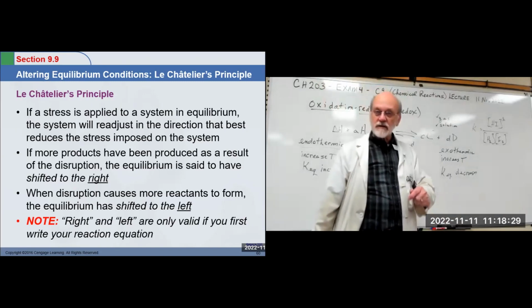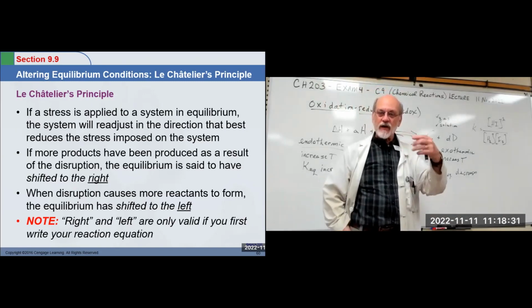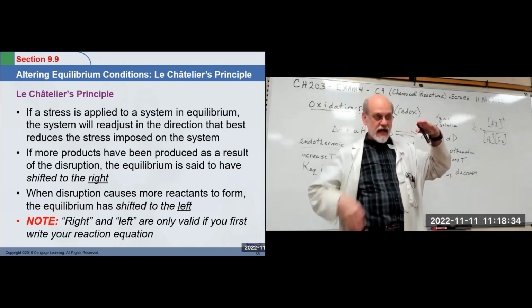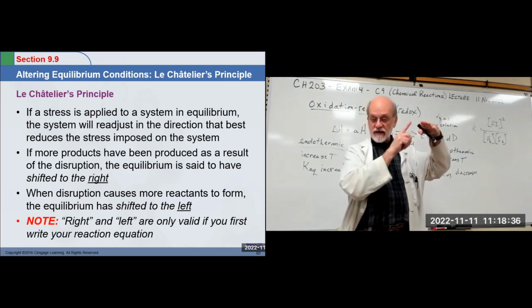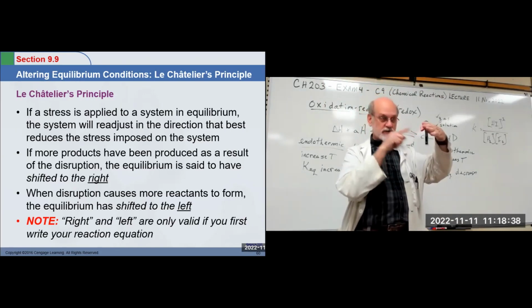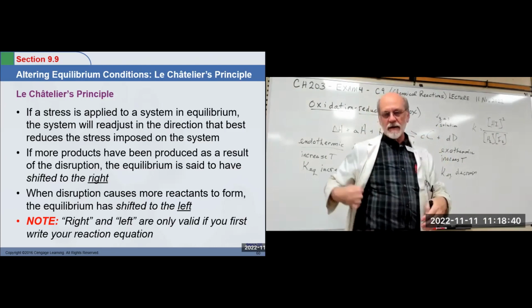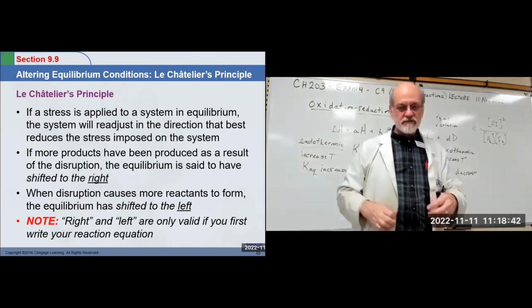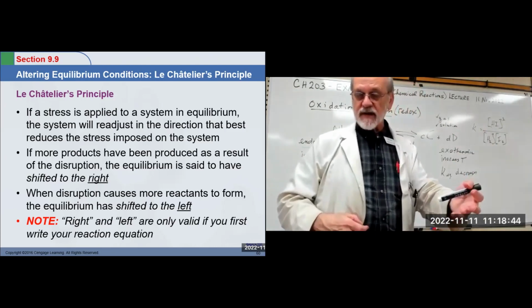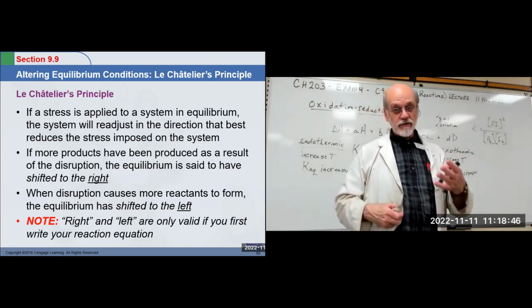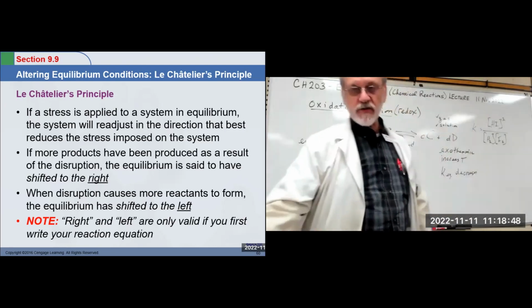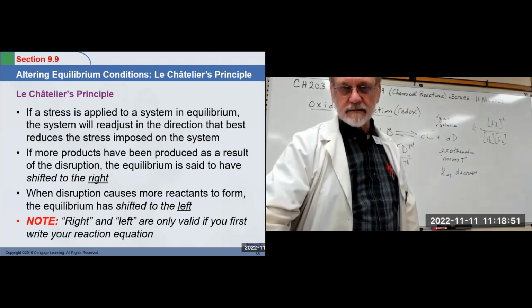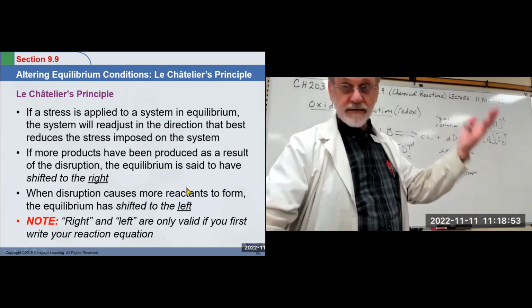Now, if the question itself references an equation and you say shifts left or right, then that's a valid answer because you have that reference equation. But if you're saying something about the system and you don't have a balanced equation to refer to, then your answer cannot be right, because right or left doesn't have any meaning.